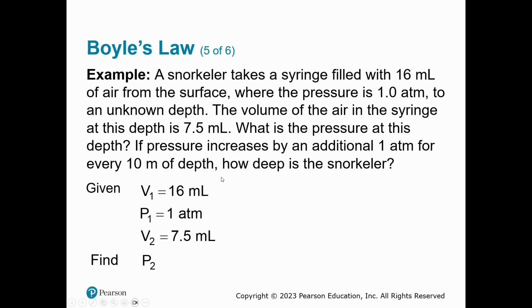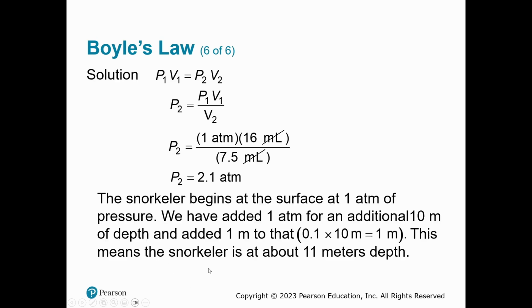Here'd be another example of this problem where we're given milliliters and atmospheres. We're missing our second pressure, so we want to rearrange for P2. We could do that by dividing by V2 and plugging in all of our values. Make sure that the units make sense.